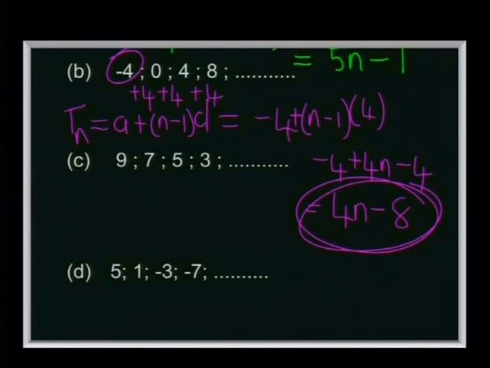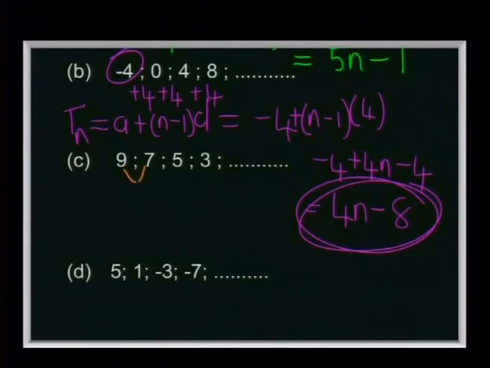The next one is our first one where we're actually going downwards. So our constant difference is negative, because what do I do to get from 9 to 7? I subtract 2. To get from 7 to 5, I subtract 2 as well. And to get from 5 to 3, I subtract 2. So definitely this is linear, that's not a problem. And my constant difference is minus 2.